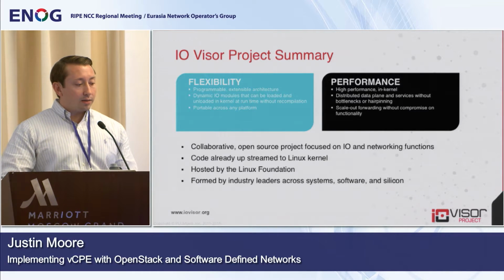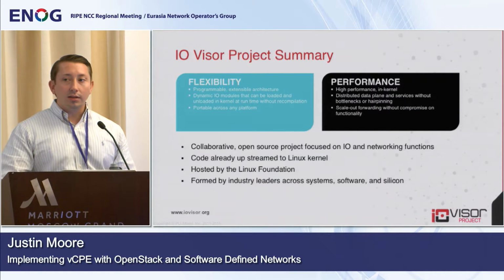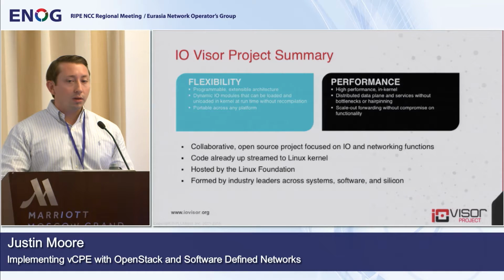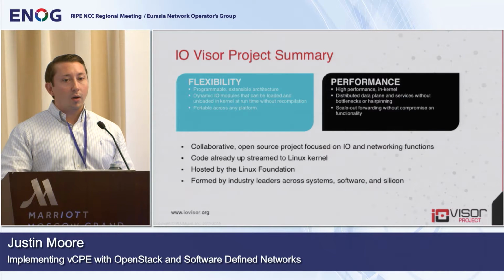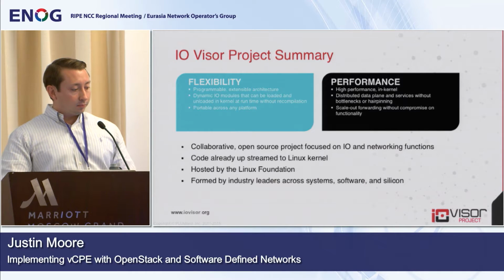This also allows us to distribute the data plane. So each one of your compute nodes now is sending traffic directly onto the network. Traditional OpenStack clouds require a network node as a sort of centralized bottleneck and point of failure. And it allows for scale-out forwarding. So as you add more compute infrastructure, you're adding more network throughput, network performance. There's a linear scalability pattern there.